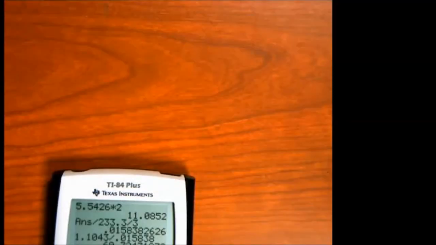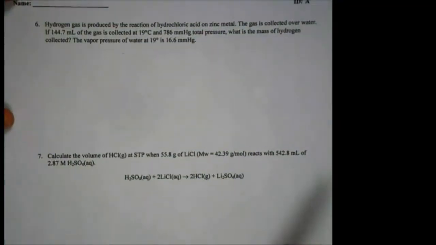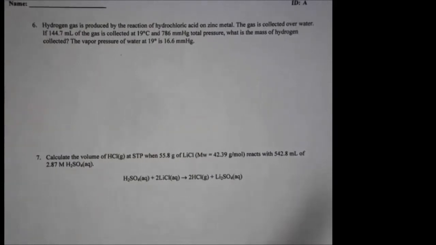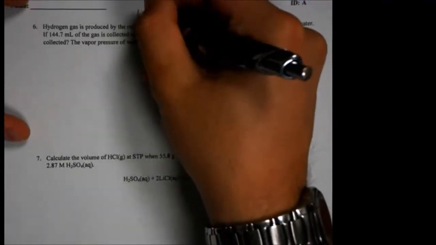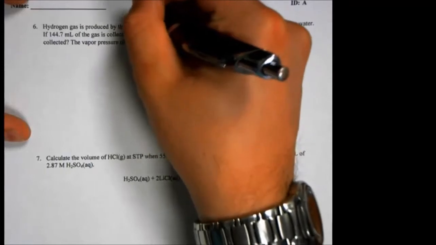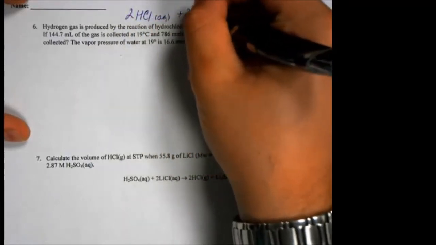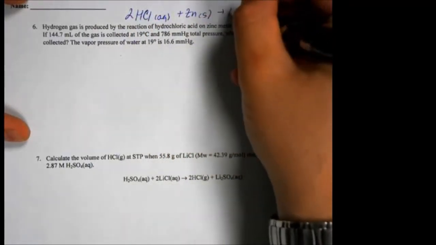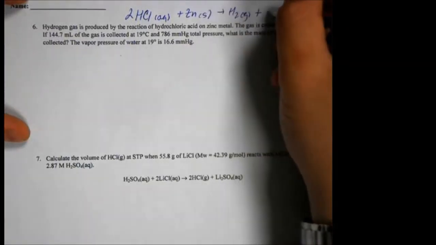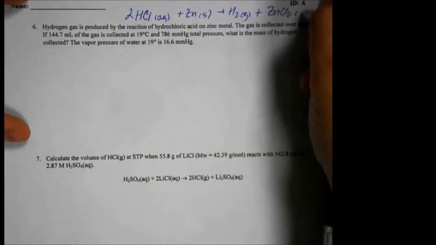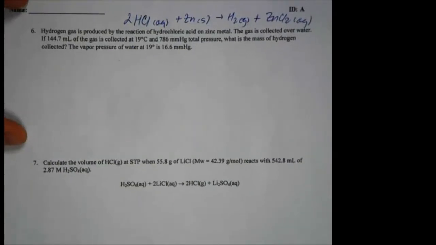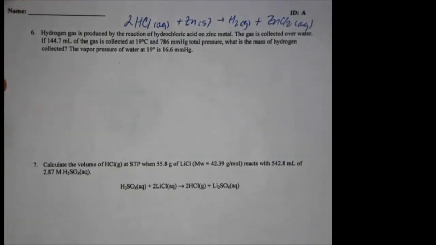Okay, so on the next page we are now switching into, I believe, gas laws. Hydrogen gas is produced from the reaction of hydrochloric acid on zinc metal. So this is going to be HCl plus zinc metal is going to give H2 gas plus zinc chloride. You guys have done this a number of times in lab and have seen this, so this is something you're quite familiar with.